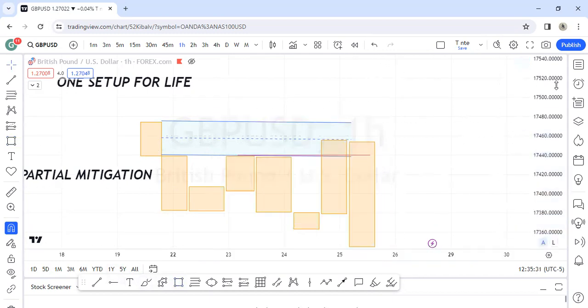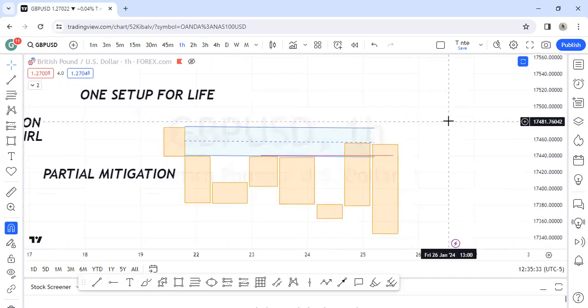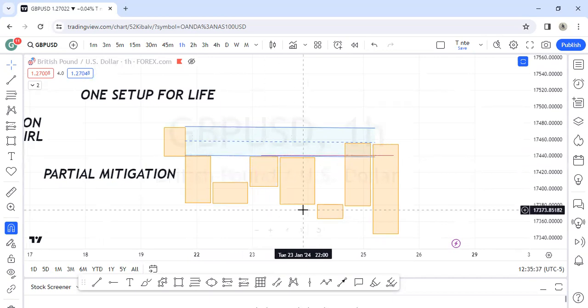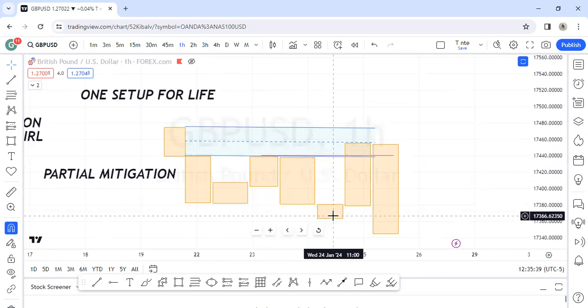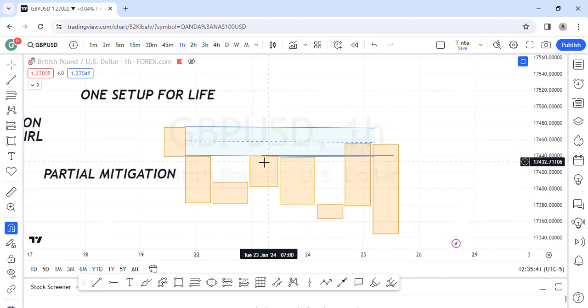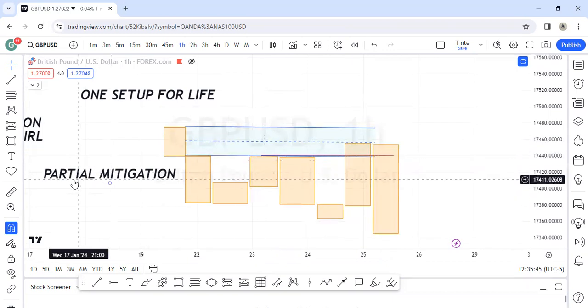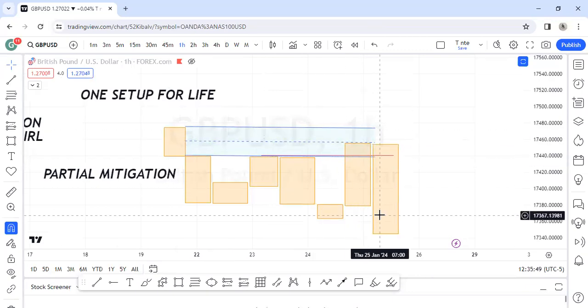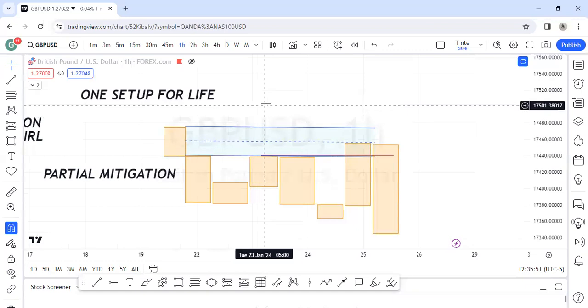I want you to understand the concept. Sometimes the market can give a partial mitigation where the market just taps the candle and just runs away. Then later on, it comes back to that same order block and sweeps the high that this former partial mitigation made before mitigating properly, before dropping. So always be mindful of that.